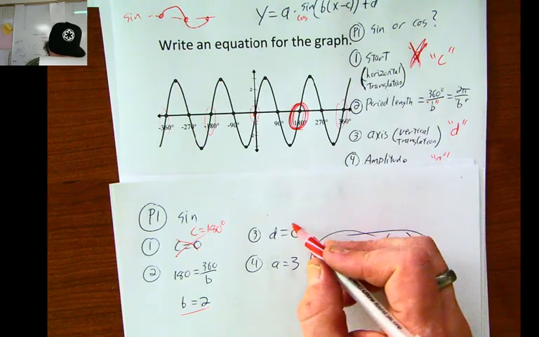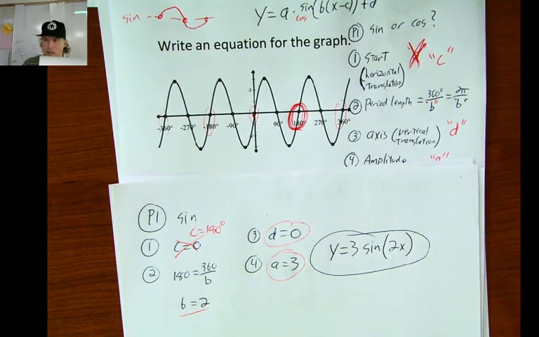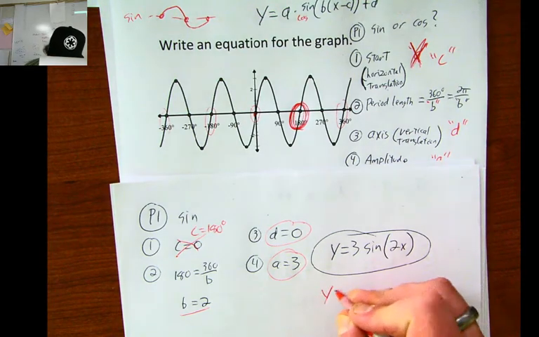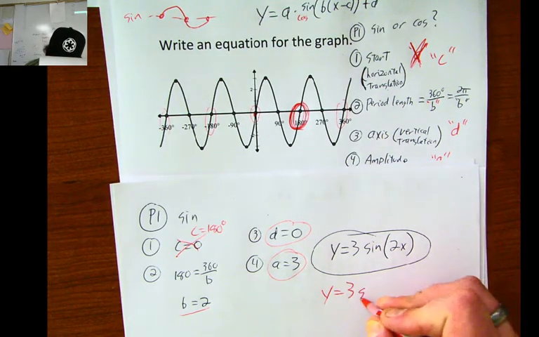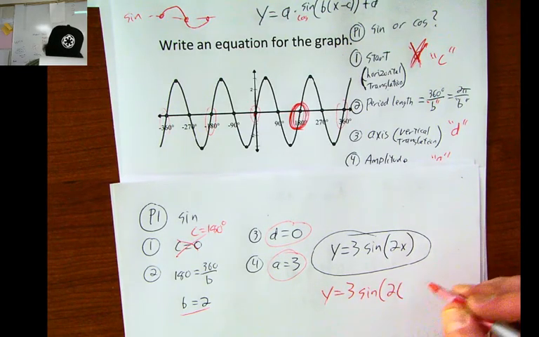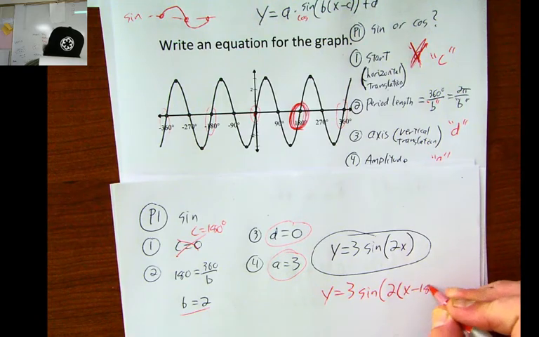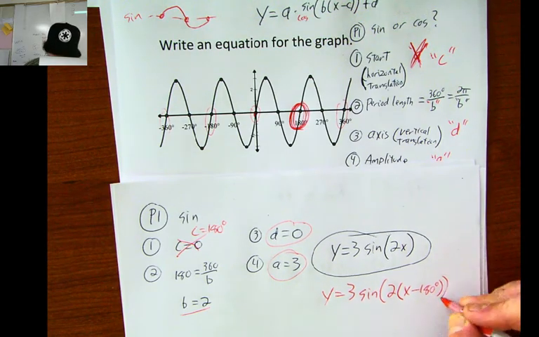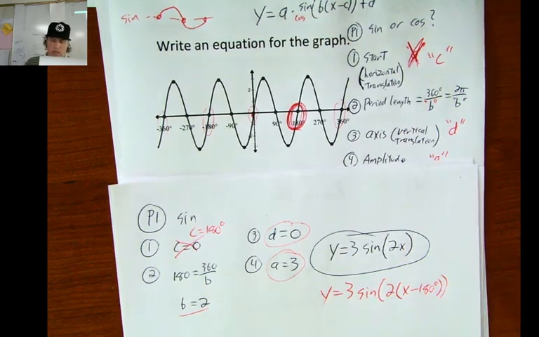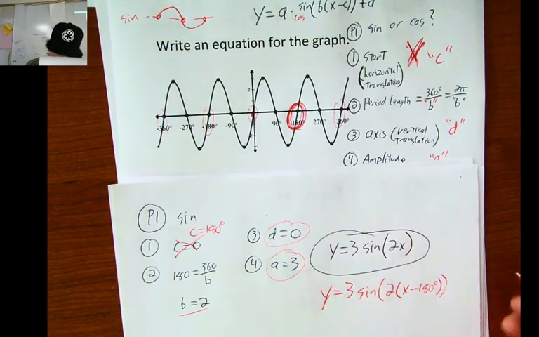That's not going to affect the D. That's still 0. That's not going to affect the A. That's still 3. So your equation would then be y equals 3 sine of 2 parentheses, and then the horizontal shift of 180 degrees. So x minus 180 degrees, close, close. And there was no vertical translation. So you got another equation.